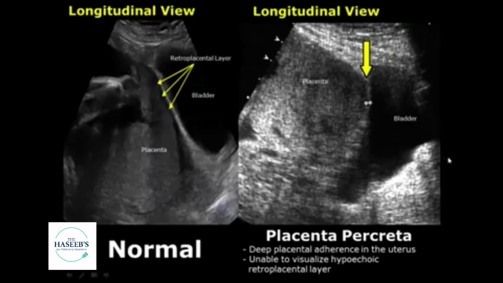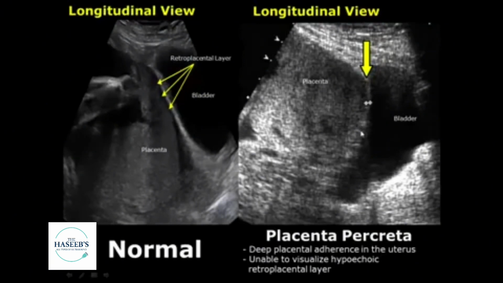The second moderate form is placenta increta, in which the placenta will invade the superficial part of the myometrium but not deep into the myometrium. The most severe form is placenta percreta, in which the placenta will invade deep into the myometrium.